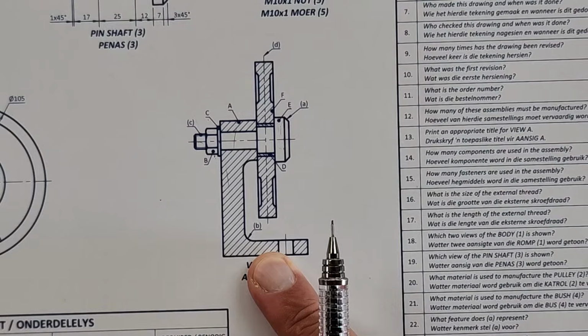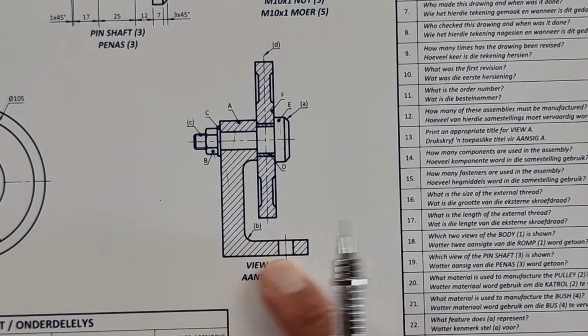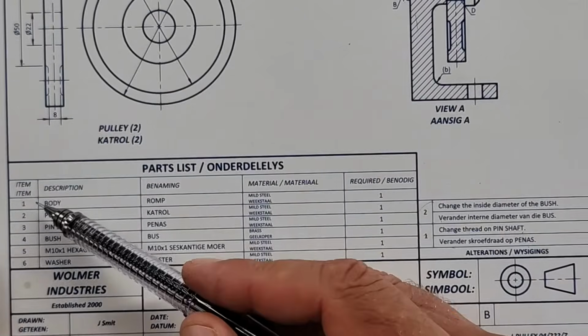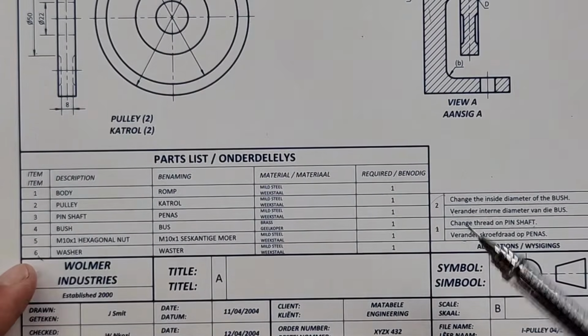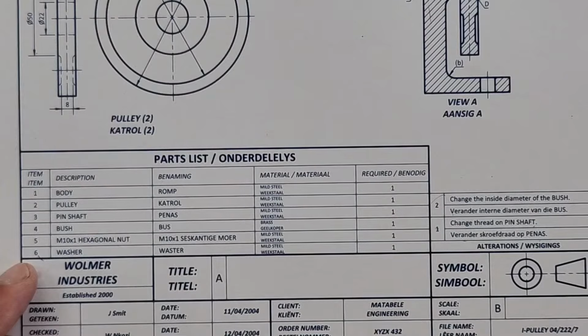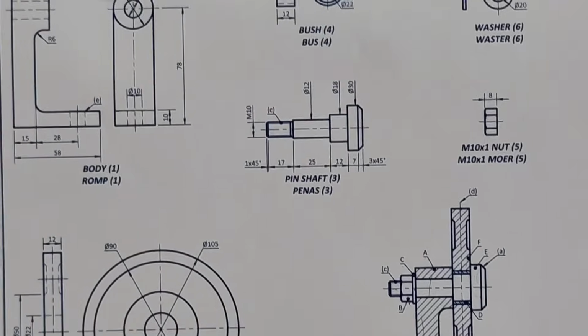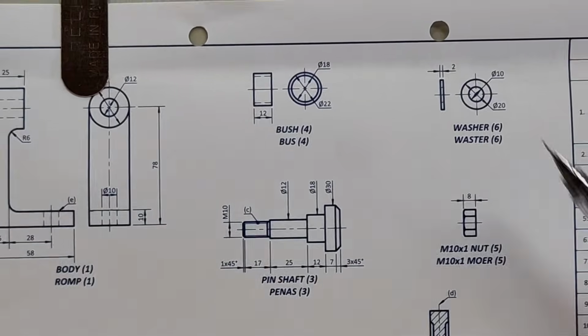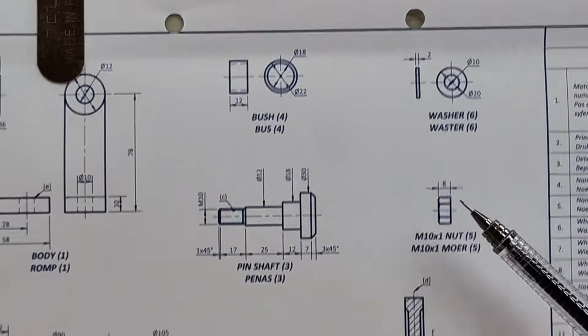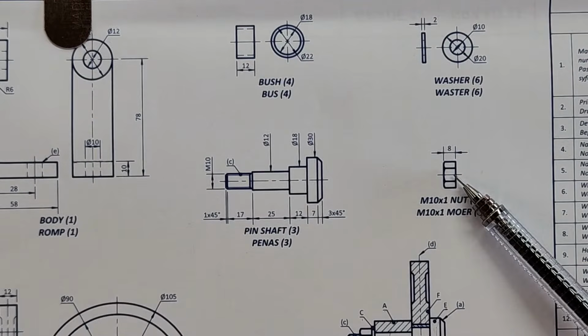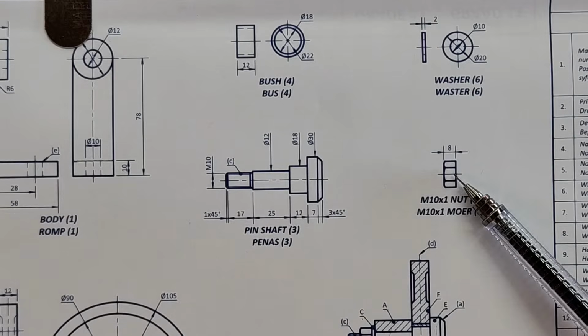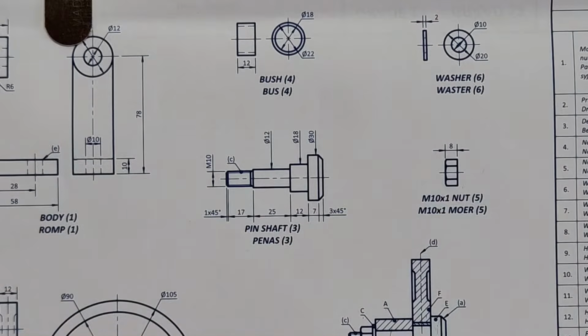Alright, where are we now? How many components are used in the assembly? That's the number of components, there is 6. Then how many fasteners are used in this assembly? Alright, so let's look at what are the fasteners here. We have a washer, we have a nut. Alright, so two fasteners.